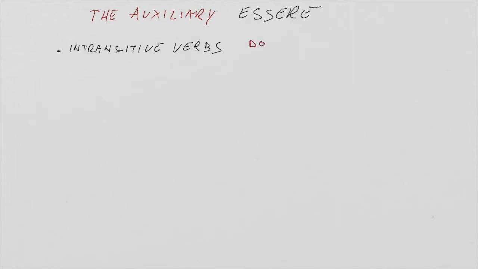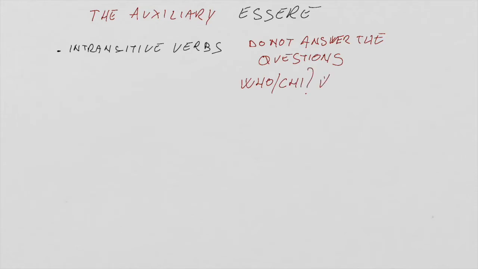The auxiliary essere is also used to form the passato prossimo of most intransitive verbs. These are those verbs that cannot be followed by a direct object, the object that answers the question who or what. We talked about this topic when we spoke about the direct object pronouns.